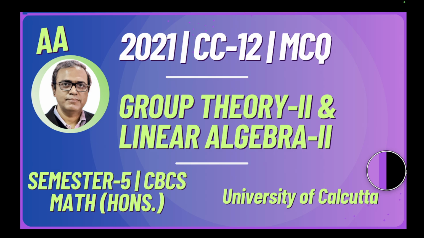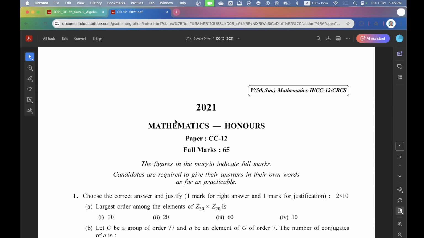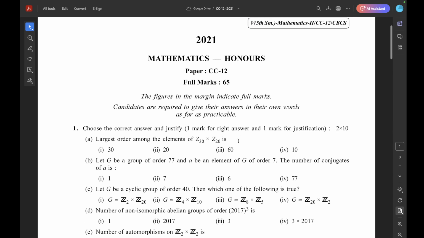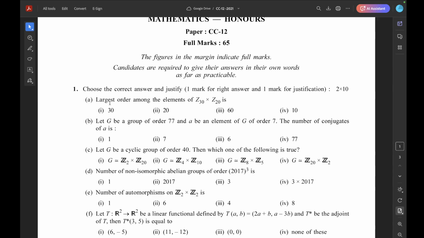Now we discuss MCQ of paper CC-12 2021, semester 5, group theory 2 and linear algebra 2, mathematics honors, University of Calcutta. Question paper CC-12 2021. Question 1a. Largest order among the elements of Z30 cross Z20 is what?